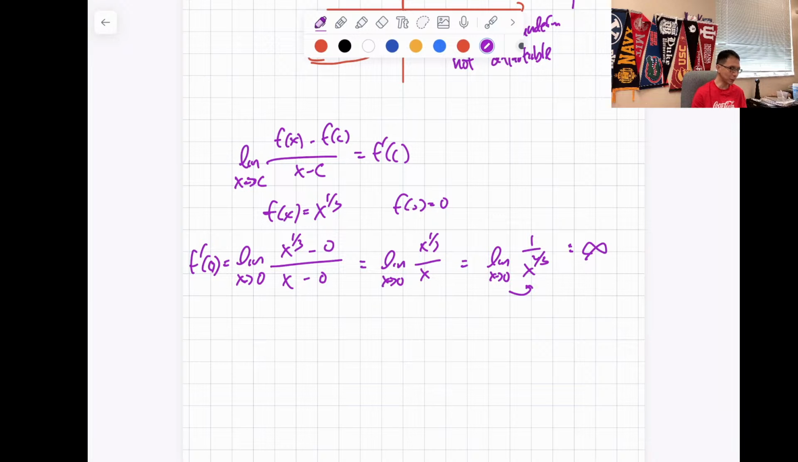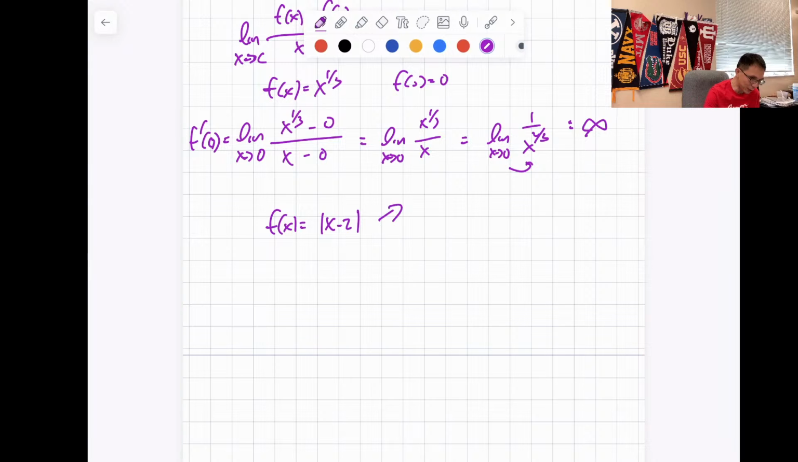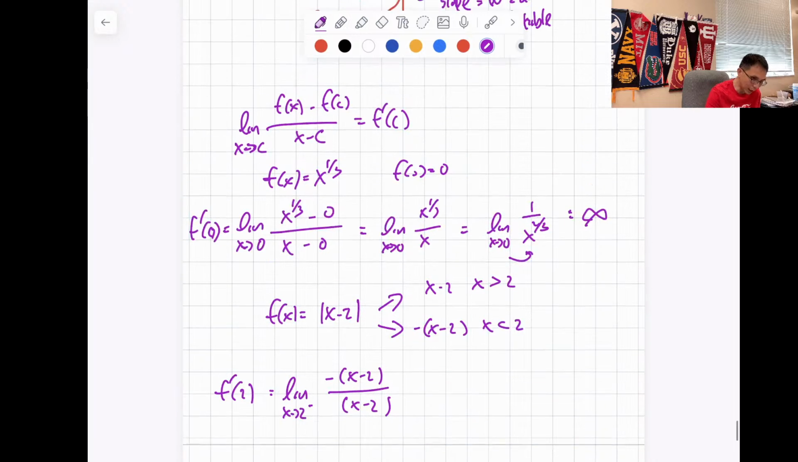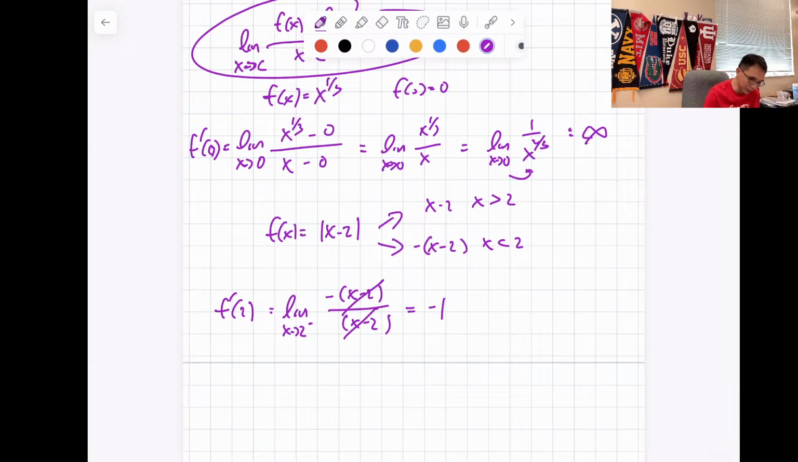Now this will work with absolute value as well. So let's say you have f of x equal to the absolute value of x minus 2. We know this one can be a piecewise function. It's going to be x minus 2 when x is greater than 2, and it's going to be negative x minus 2 when x is less than 2, right? So what happens to the slope at 2? Well, the slope at 2 is the limit as x approaches 2 from the left. From the left, I'm going to use the negative x minus 2 over x minus 2. I use these functions here. Then this will cancel out to give me negative 1.